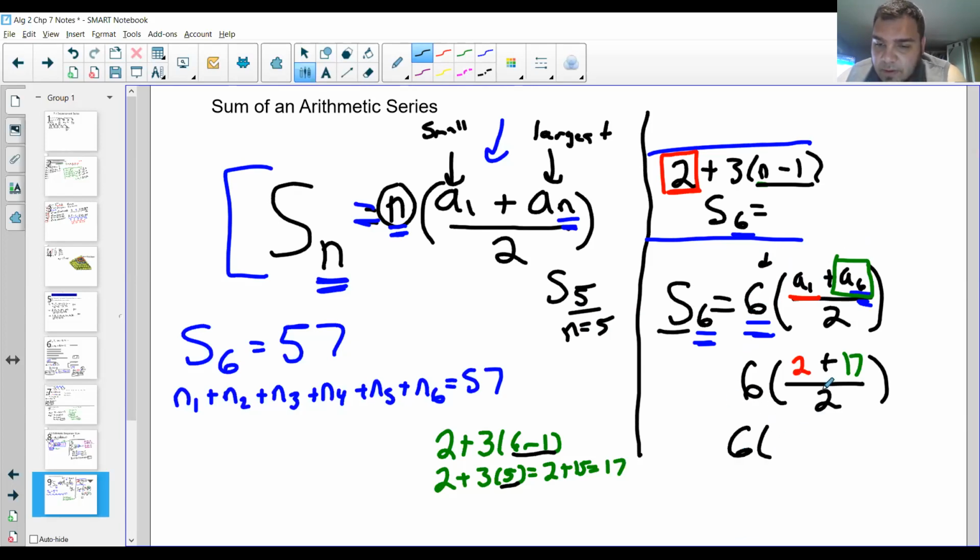So 6 times 2 plus 17 is 19, divided by 2. To make this a little easier, I'm going to convert this to a fraction. Again, you could use a calculator. You could just do the math through the calculator. Reduce this by 1. Reduce this by 3. 3 times 19. No surprise, should be 57.